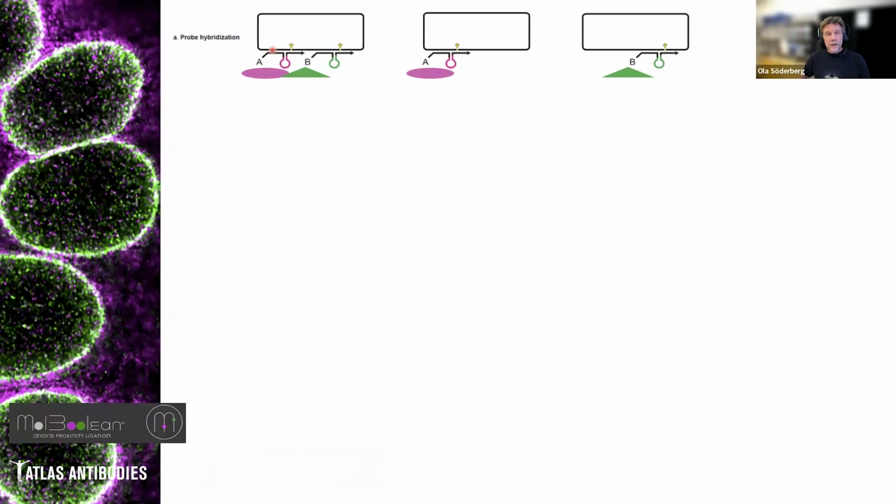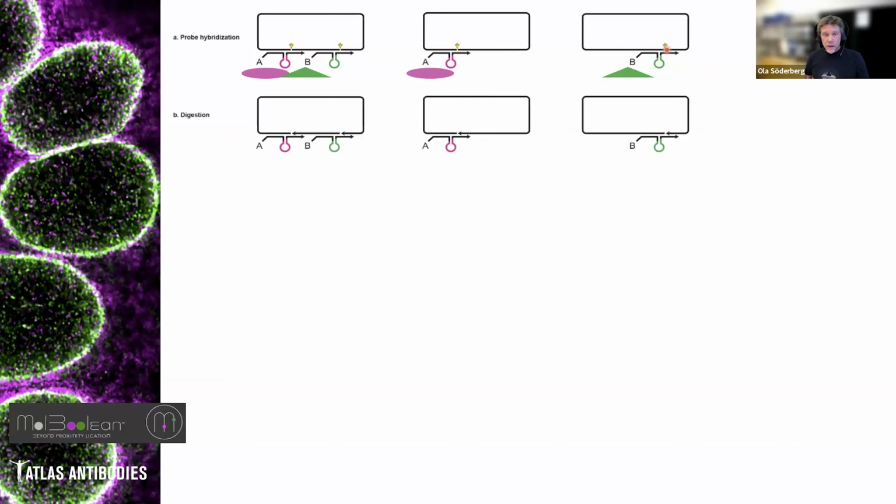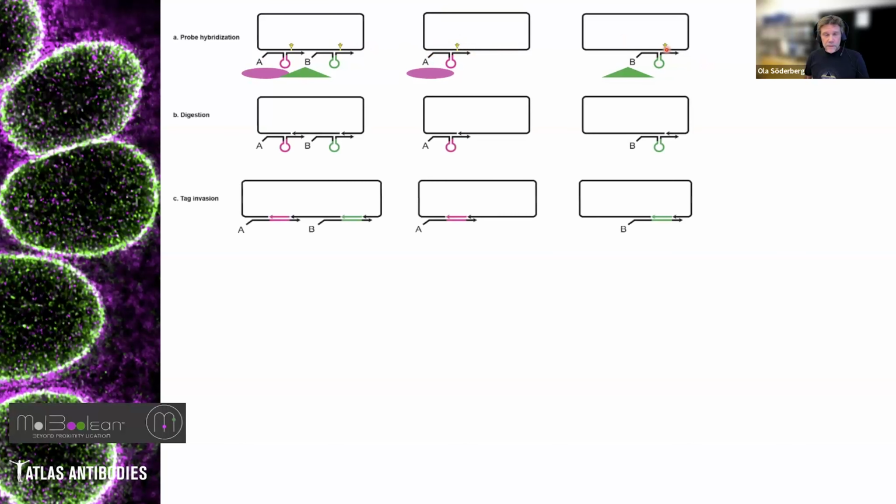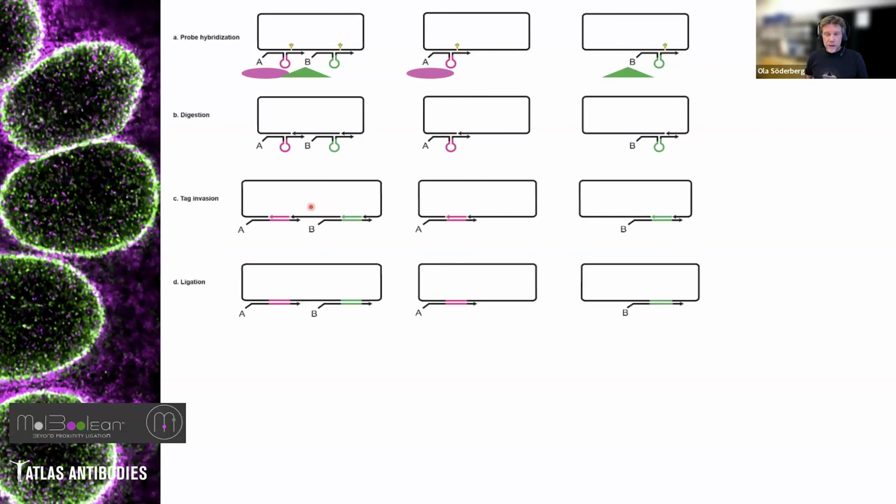So if the circle hybridizes to 2 antibodies binding to protein A and B, you can cut the circle at 2 positions. If the circle hybridizes to only 1 antibody, you can only cut it in one site. And correspondingly, if it hybridizes to the other one, you can cut at this site. So you nick the circle and you add the tags, and the tags will position themselves in the nick. You can ligate together, and in this case you see that you incorporate 2 tags if you have protein interaction and only 1 tag if you have free protein.